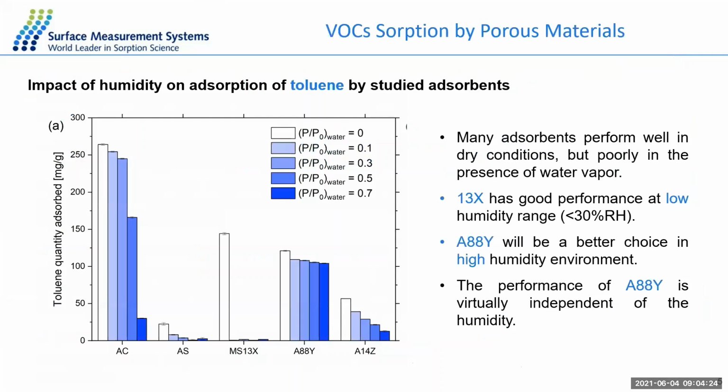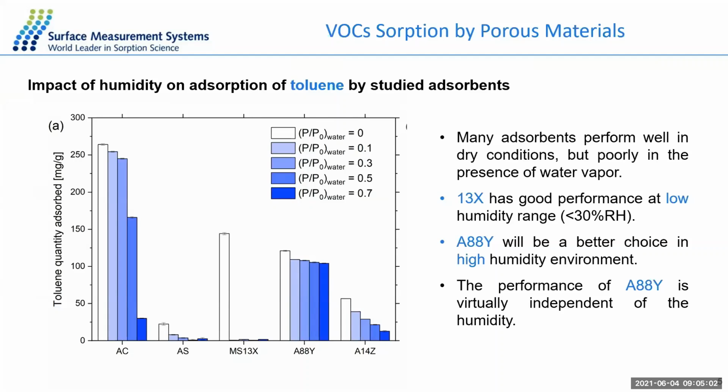The example we have here is about the cold sorption studies of volatile organic compounds by commercial porous sorbents. We performed the toluene sorption at different background humidities. From the results, it shows that most of the sorbents perform quite well at dry conditions, but with the increase of background humidity, the toluene capture capacity drops a lot and becomes even 10 times smaller at higher humidity levels, like 70% relative humidity.